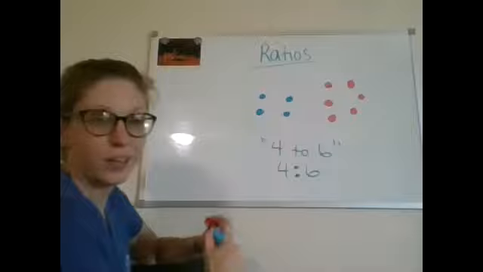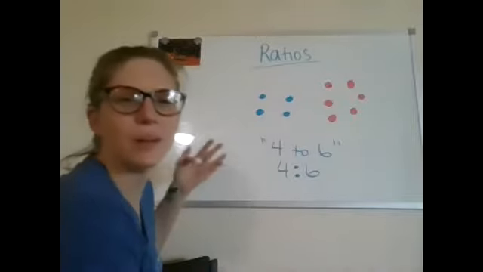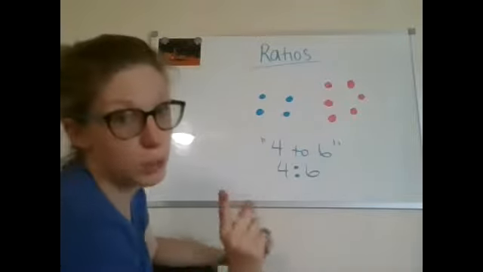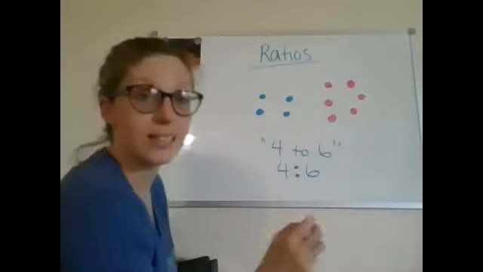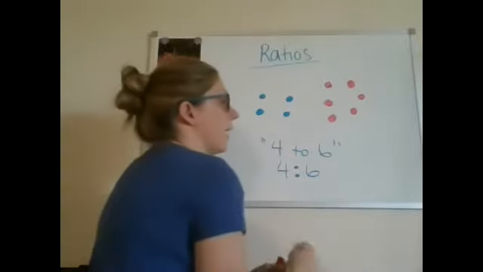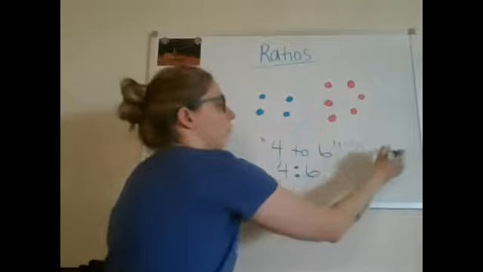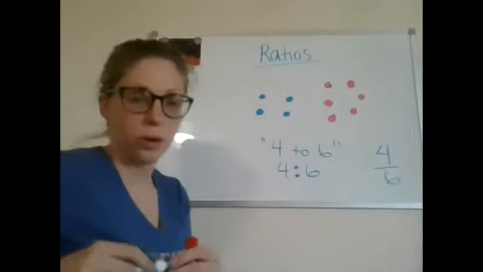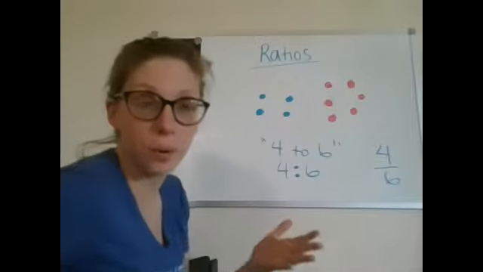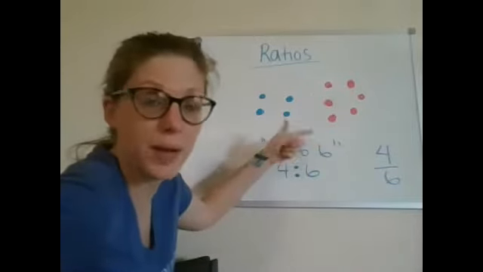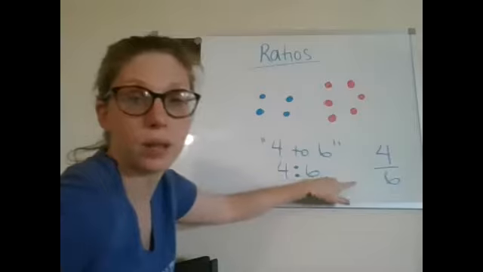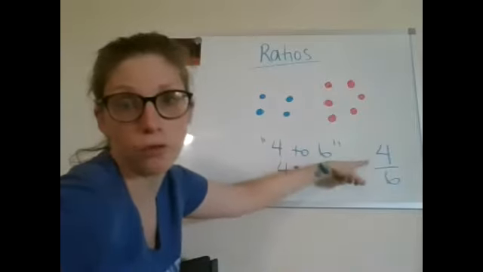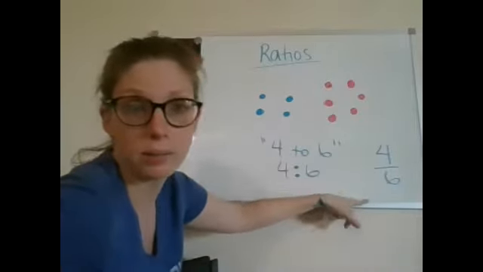Now you're probably thinking, Andrea, none of these are fractions. What are you talking about? One of the most common ways to write a ratio is as a fraction, where we would say 4 to 6, where the first number that we're comparing is on the top in the numerator. The one we're comparing it to is on the bottom in the denominator. So 4 blue dots to 6 red dots.